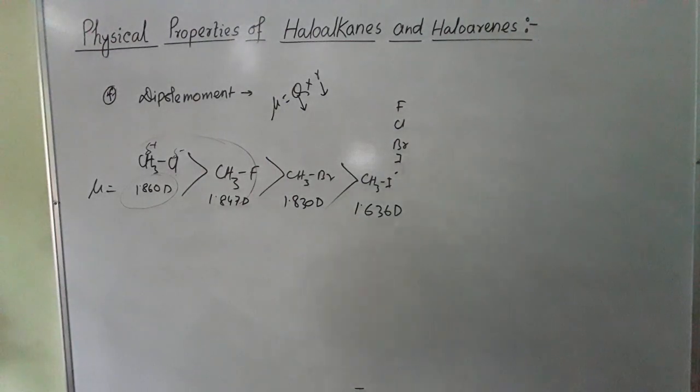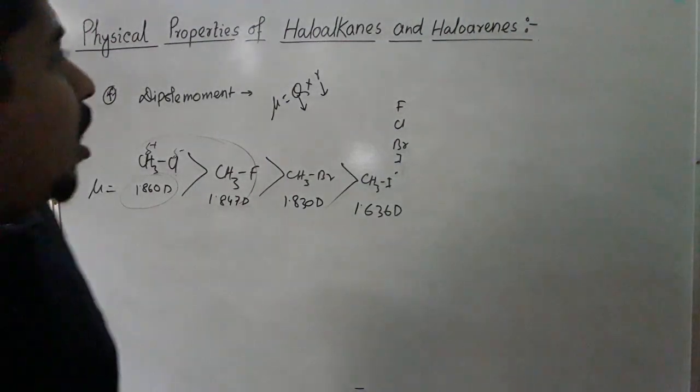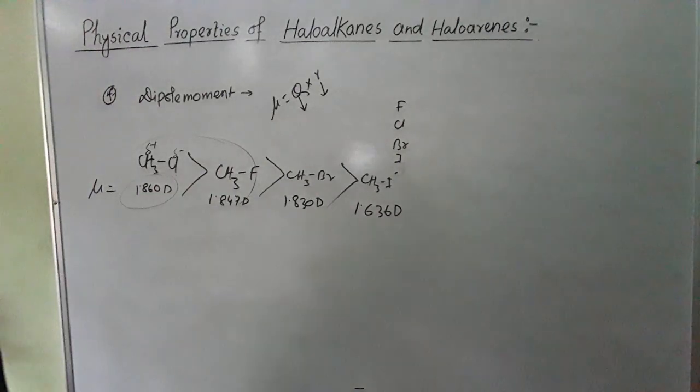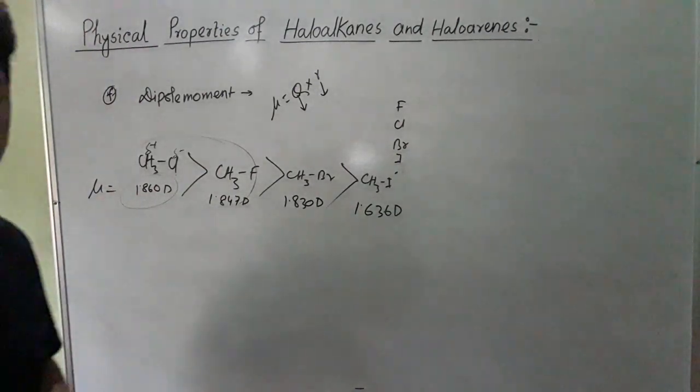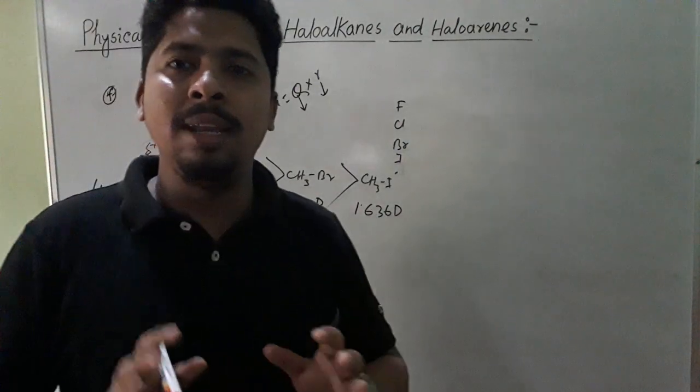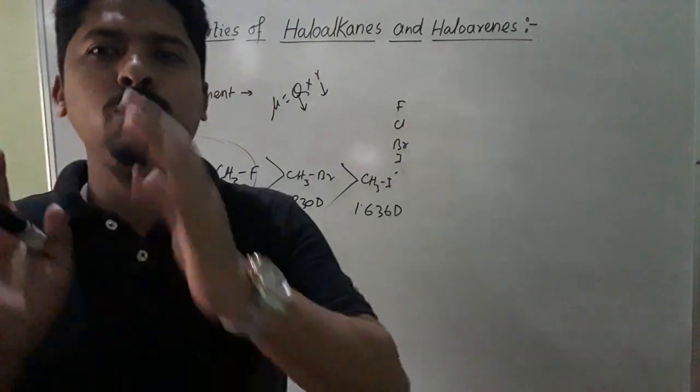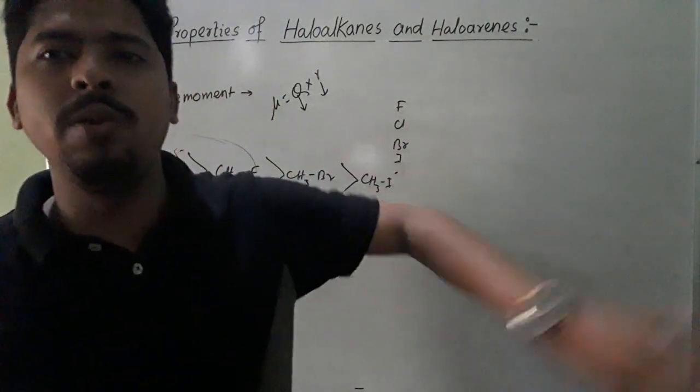So this is all about the dipole moment of haloalkanes. And in the case of haloarenes, the dipole moment value decreases from fluorobenzene to chlorobenzene to iodobenzene, so it will continuously decrease.